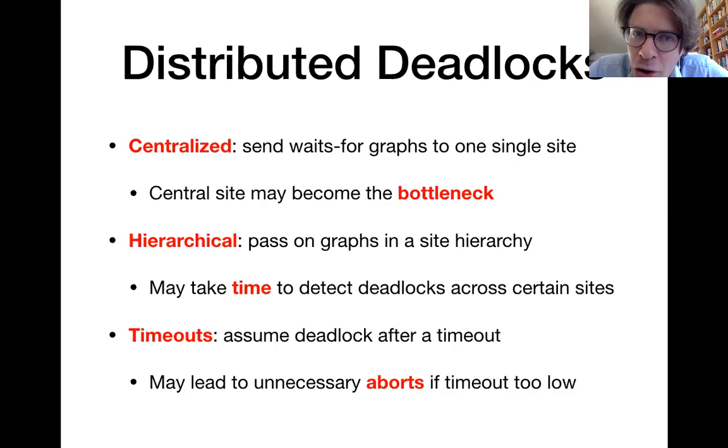One simple way that is often used to detect deadlocks, even if it has some drawbacks, is to simply set a timeout and assume that a deadlock has occurred if a transaction cannot make progress until the timeout. So this is very easy to implement, of course. The drawback on the other side is that we might sometimes have unnecessary aborts because a transaction was just slow, but not really in a deadlock. So this is a quick overview of the different approaches to distributed deadlock management.